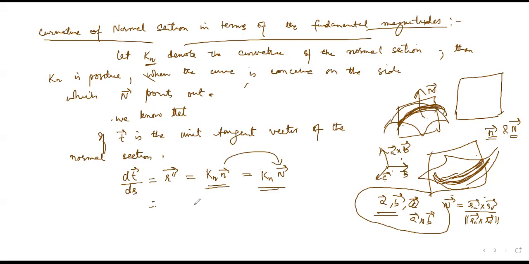Therefore, kn is, if I take the dot product of both sides with N, this would be r double dash dot product with N. Now because N dot N is 1, because it's a vector of magnitude 1, kn should be equal to r double dash dot N. So let's call this equation 1.